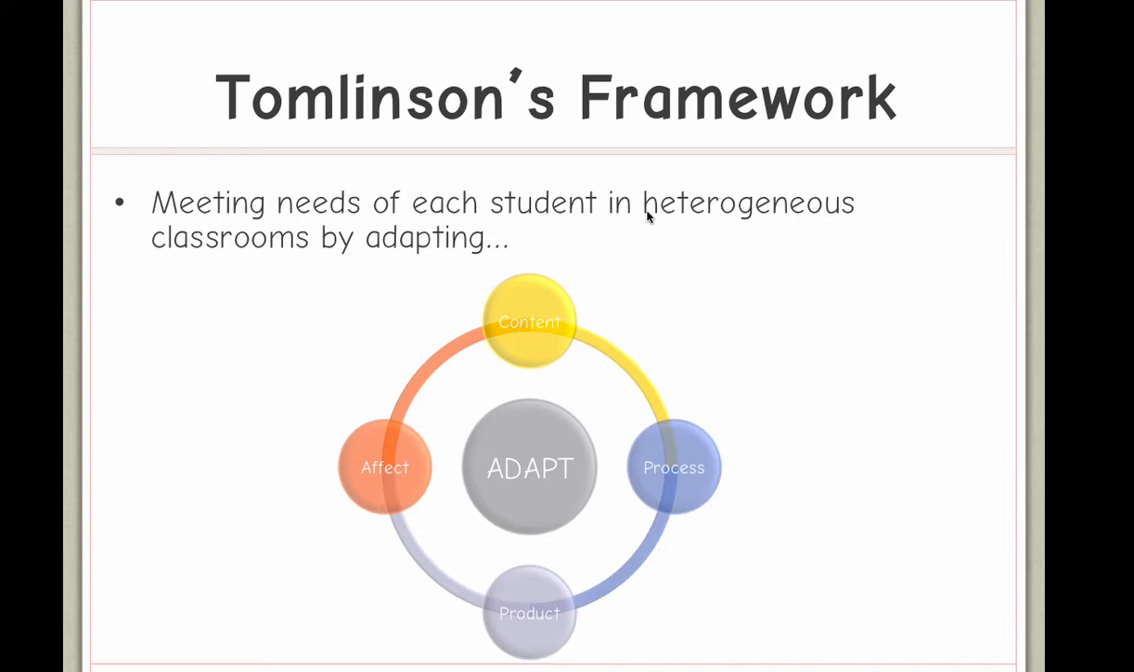We're also adapting the product. The product is how students show us what they've learned, how they demonstrate that they understand or know or are able to do what we've asked them to do after a period of time. And so that means we have to have a variety of ways to assess students' knowledge and ability and learning. So we may have a different set of questions for different students that will allow us to get to that same answer of what they've learned.